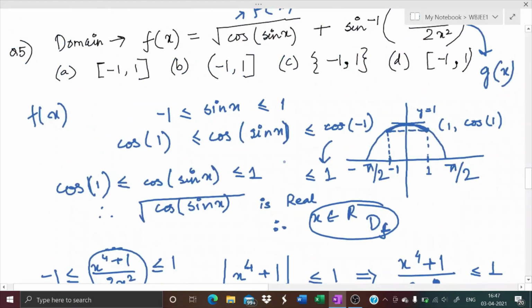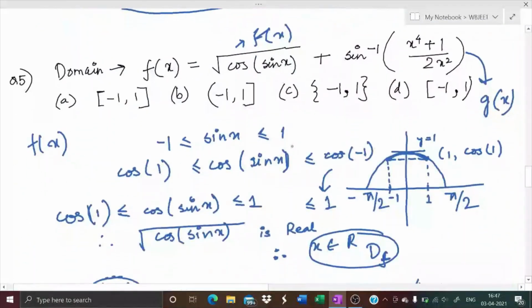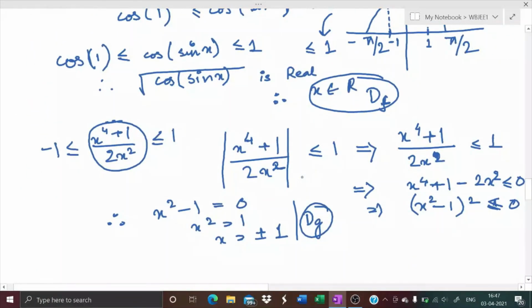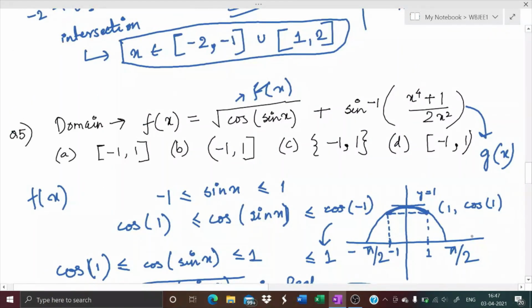Now we have read in theory that if you have two domains D1 and D2, then you have to take the intersection, and here it is coming all real numbers, and over here it is coming only plus minus 1. So your domain would be only plus minus 1. So option number C. Okay.